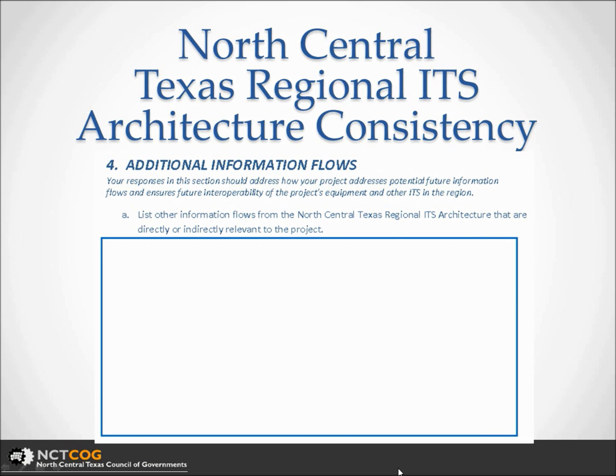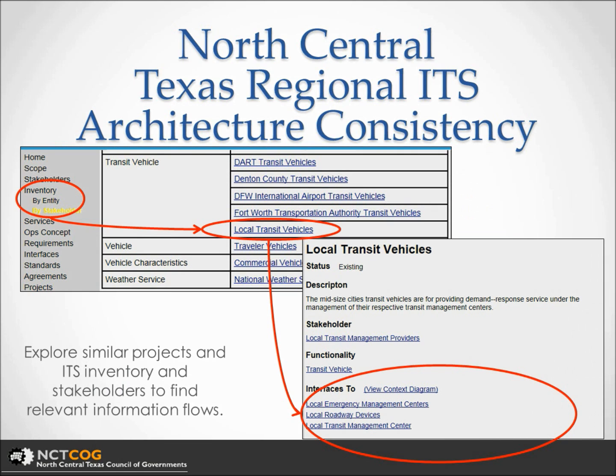The next section of the consistency statement asks for additional information flows. List other information flows from the North Central Texas Regional ITS architecture that are directly or indirectly relevant to this project. These may be found by exploring the ITS architecture website and looking at similar types of vehicles, similar types of centers, similar types of exchanges, similar types of projects, and seeing what other information flows may or may not be relevant, and also considering the existing flows provided in the architecture for the agencies or stakeholders involved in this project.